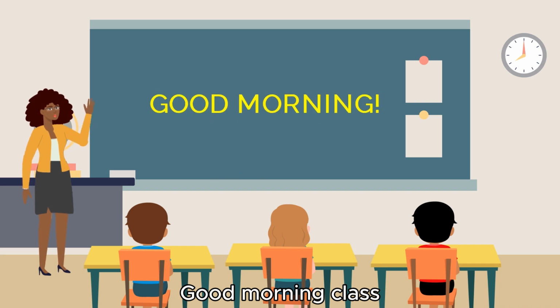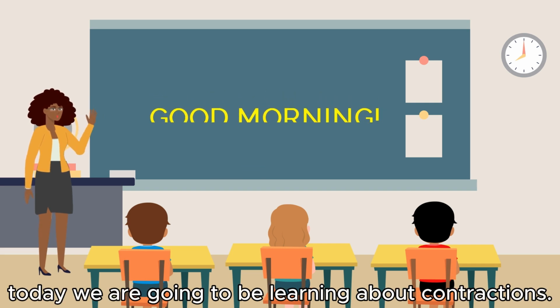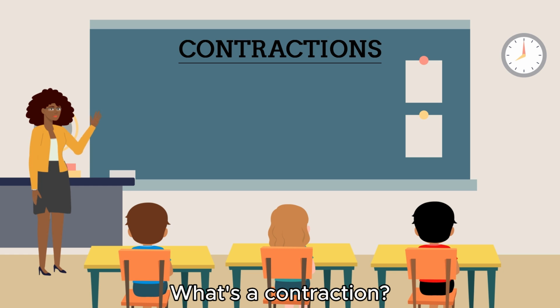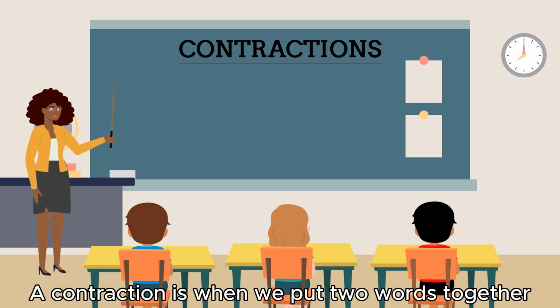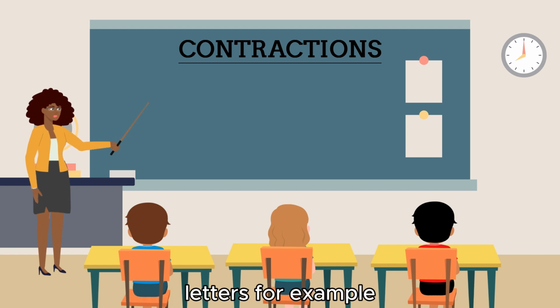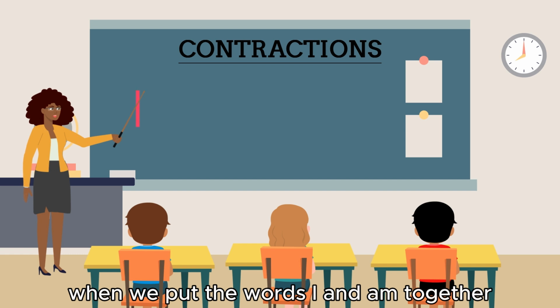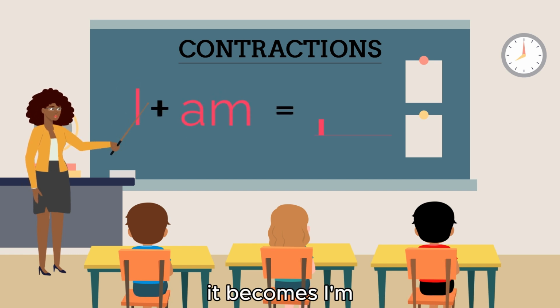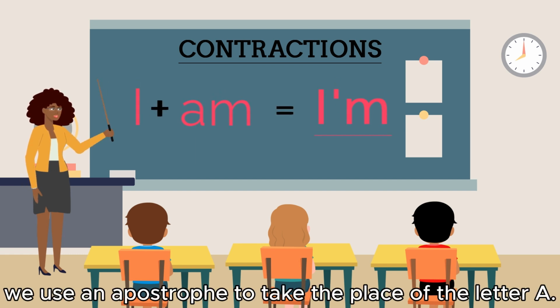Good morning, class. Today we are going to be learning about contractions. What's a contraction? A contraction is when we put two words together and use an apostrophe to take the place of the missing letters. For example, when we put the words I and am together, it becomes I'm. We use an apostrophe to take the place of the letter A.